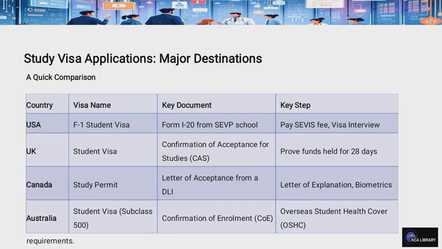And for Canada, the visa name is the study permit, and key documents include the letter of acceptance from a DLI, and key steps are the letter of explanation and biometrics. And for Australia, it is called the Student visa, subclass 500. The key document is the Confirmation of Enrolment, and the key step is Overseas Student Health Cover.